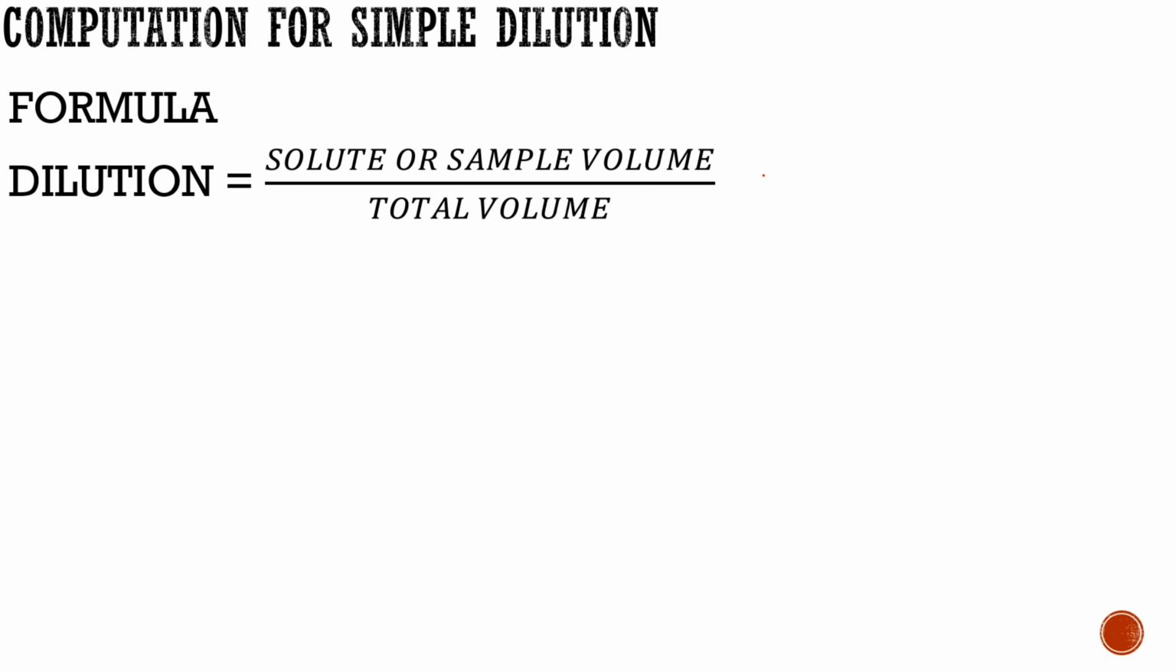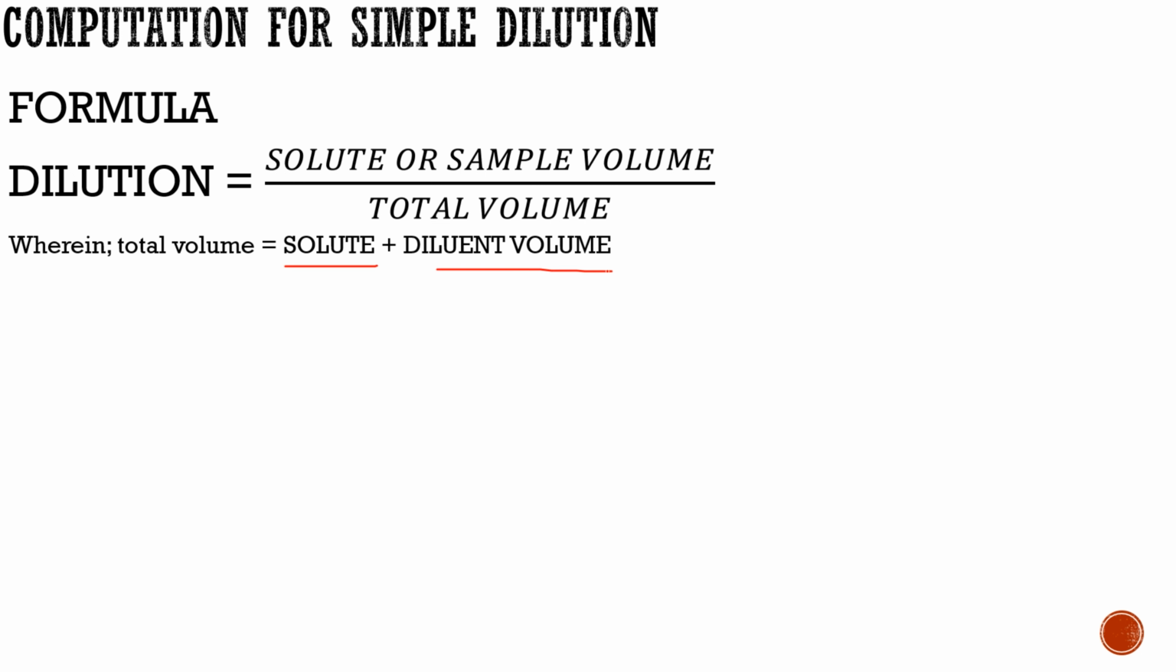Class, I want you to remember, for simple dilution, there is no division. You do not need to divide that. If your solute is 1 and your total volume is 4, you do not divide that. Just leave it as is. So the total volume is the solute plus the diluent volume. You are familiar with that, we have repeated it since the beginning of the third or fourth slide.